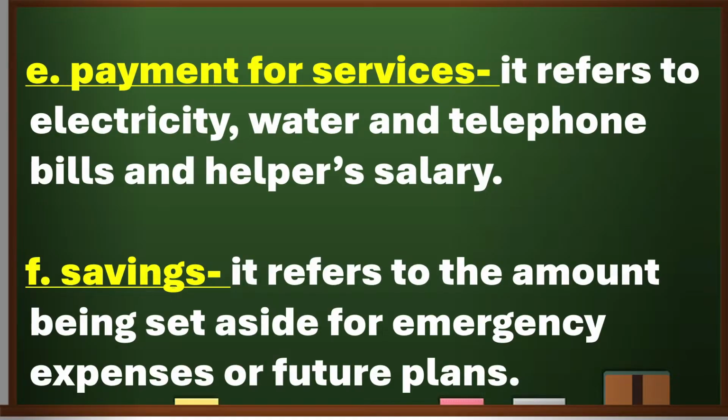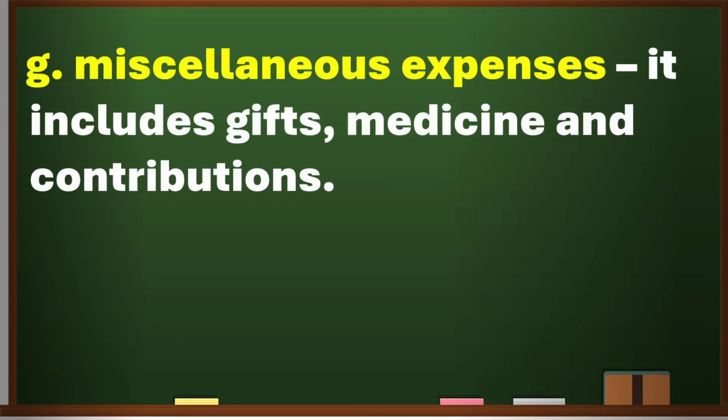E. Payment for services. It refers to electricity, water and telephone bills, and helpers' salary. F. Savings. It refers to the amount being set aside for emergency expenses or future plans. G. Miscellaneous expenses. It includes gifts, medicine, and contributions.